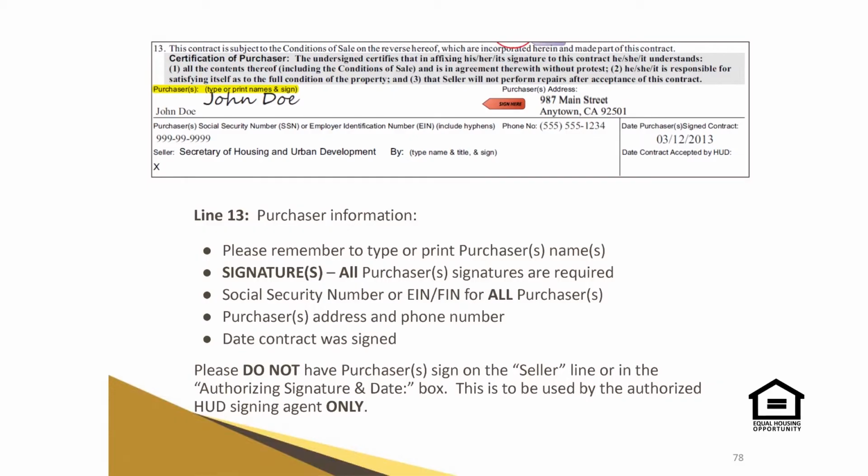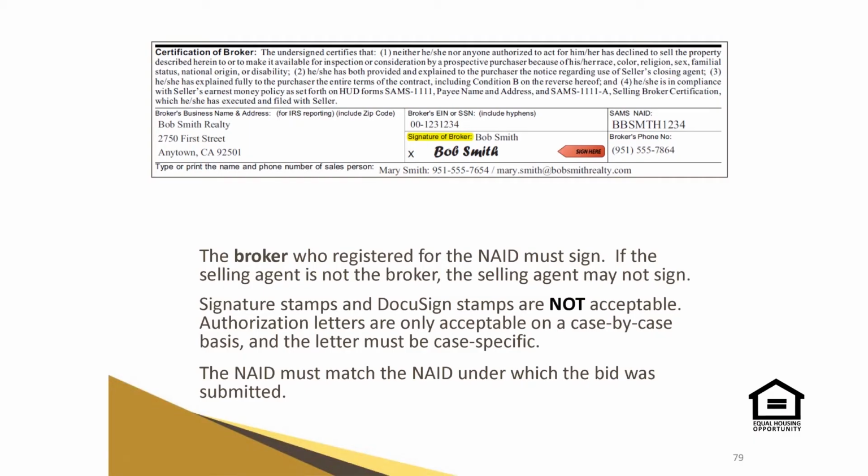And signature slot for your buyer. Make sure that all their information asked for is filled in, the social number and the purchaser address and phone number, the date the contract was signed. Please don't sign at the very bottom. You're tempted to sign down there in the seller slot. Be careful that you don't do that. The broker, this is the broker whose NAID number that's connected to. This is not you as the selling agent. This is the NAID registered broker, who must sign and date. Signature stamps and DocuSign stamps are not acceptable.